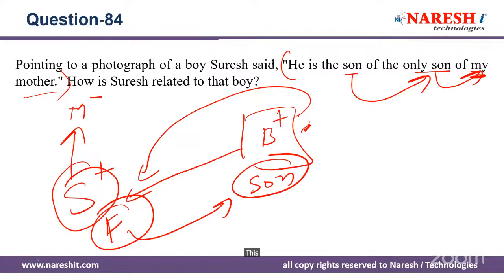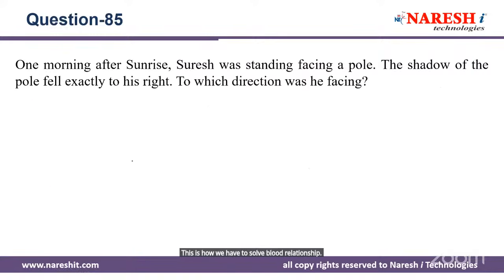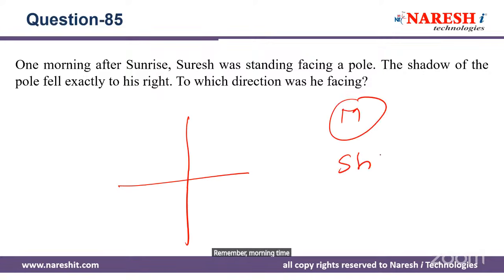This is how we have to solve blood relationship. One morning after sunrise, Suresh was standing facing a pole. The shadow of the pole fell exactly to his right. Remember, morning time, shadow always falls in the west part. So this is east, this is west. This is how the shadow falls.